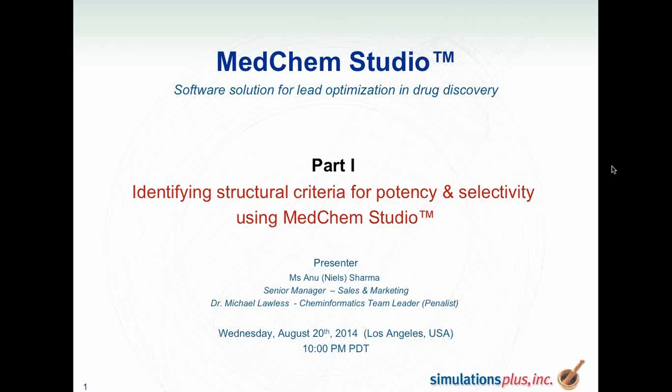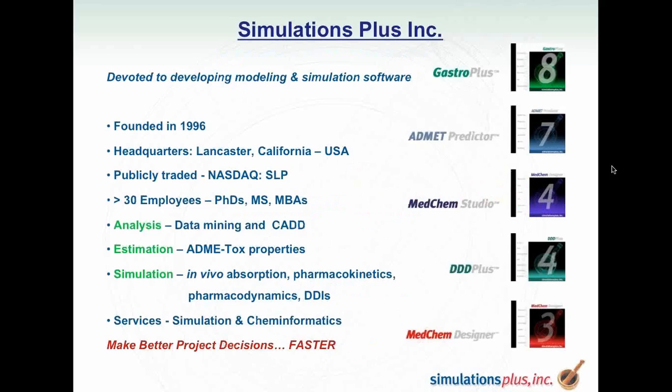So before we begin, let me give you a brief introduction of the company. Simulations Plus, we were founded in 1996. We are devoted to developing modeling and simulations software. On the right-hand side, you see our product portfolio. GastroPlus is our flagship product, and it is used for the simulation of in vivo absorption, pharmacokinetics, pharmacodynamics, and drug-drug interactions. ADMET Predictor, as the name says, is used for predicting the ADME-tox properties.